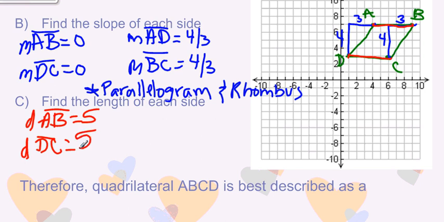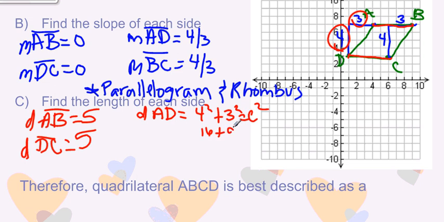Now on the other ones, I would indeed have to use my distance formula. And you can see that I already have my values there for A and B when I did my slope. So my distance for AD is going to be 4 squared plus 3 squared equals my C squared. So 16 plus 9 equals C squared, or 25 equals C squared. Take the square root, and we're left with the value being 5. So the distance of AD would have been 5.